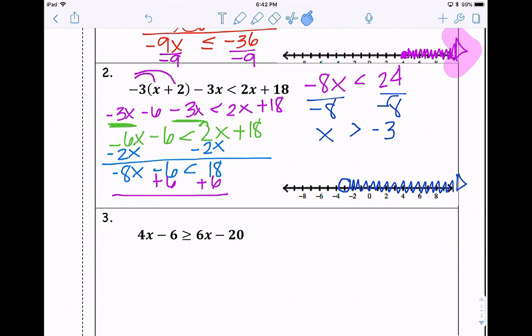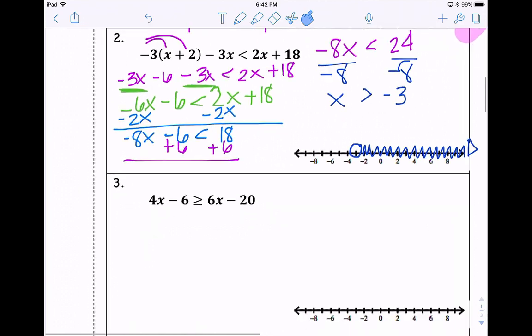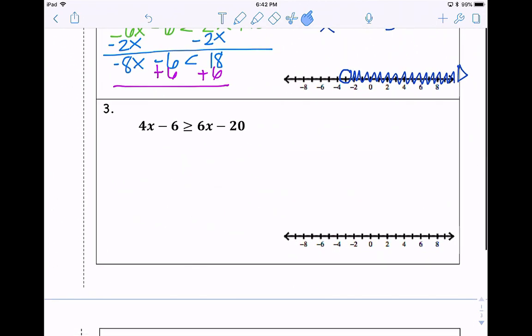All right, let's look at our next example, number 3. So this one we don't have any distribution, so we just start with step 2, combine like terms on each side. Same thing, we don't have any of that. We have a variable and a constant term and a variable and a constant term, nothing to combine. So step 3, move variables to one side. So we need to move all of our variables to the same side.